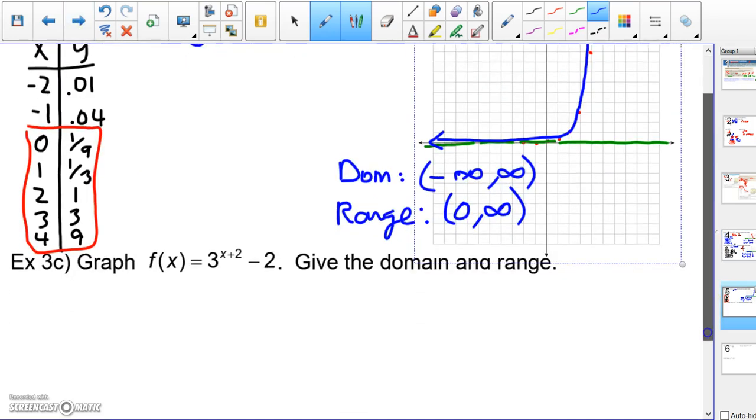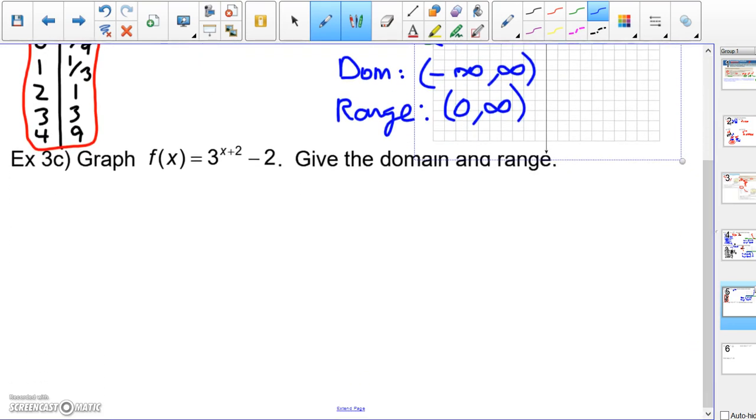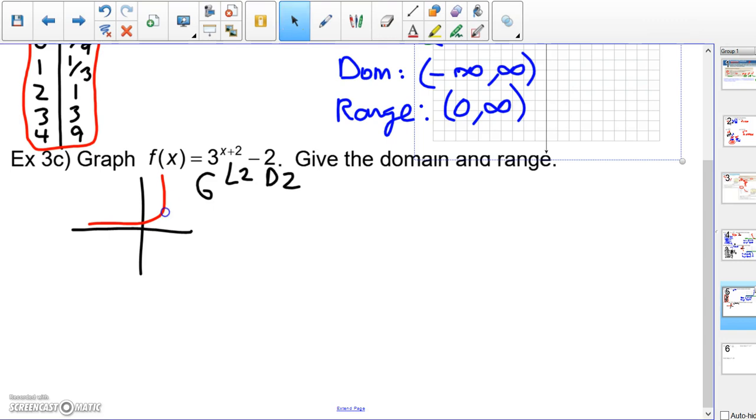So example 3, C. Okay, this one is a growth function. I can tell by the 3, and it's going left 2 and down 2. So if you imagine what this graph looks like, I know it's growth, but normally it would be like this, but it's shifted to the left and down. So I don't know exactly, you know, this part's too vertical, I suppose, but we're definitely shifting it left and down. So it's going to look something like that.